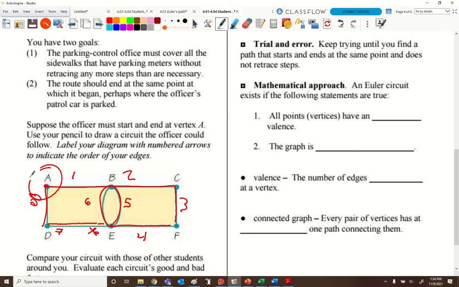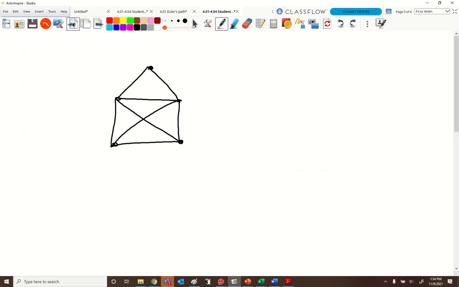Now, look closely at this because this is going to help out the next piece. How many edges does A have? 2. How many edges does B have? 1, 2, 3, 4, right? It's got 4 going to it. How many does C have? 2. How many does F have? 2. How many does E have? 4. And how many does D have? 2, right? So this one is a Euler's, so let's go back to one that was not a Euler's.